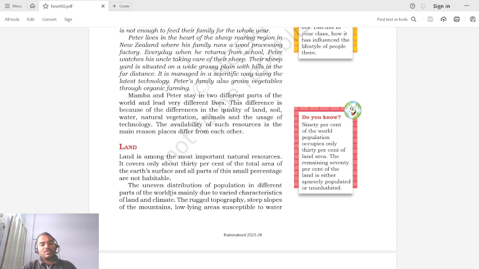Okay, so this is basically the reason, that is, the distribution of resources which dictates the place in the world where it would be densely populated or the place where it would be rarely populated, right?